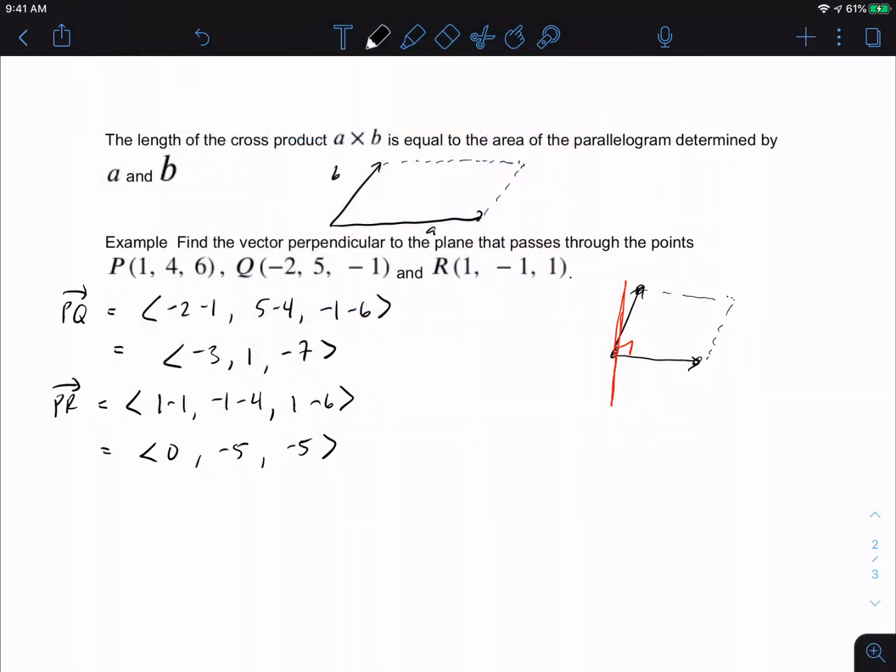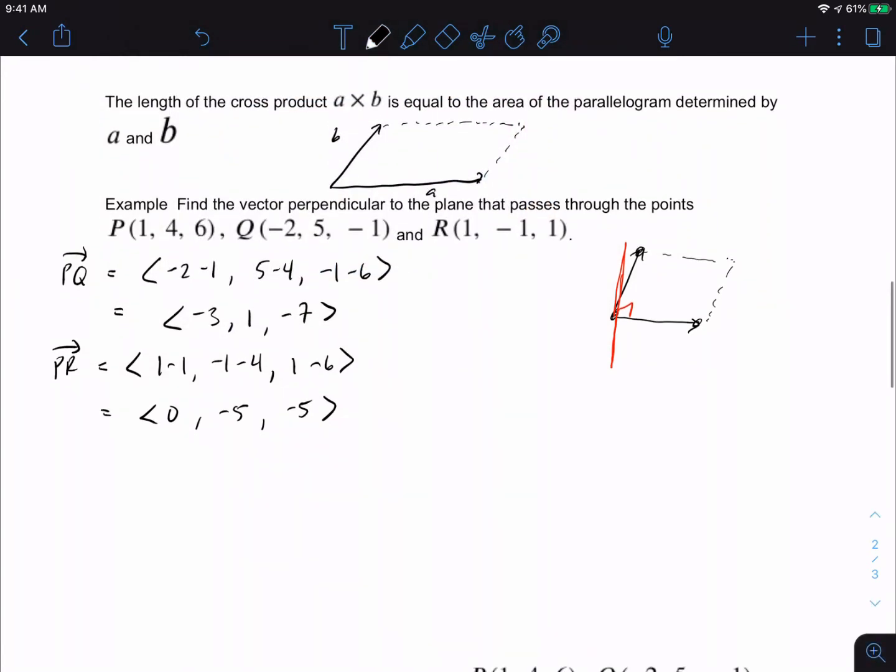Okay? Now, how to do that? We're going to take the vector PQ and cross it with the vector PR. Instead of using the formula, I'm more comfortable using the determinant. So I'm going to go I, J, and K, and then the vectors -3, 1, -7, and then 0, -5, -5, and then do the minor determinants.